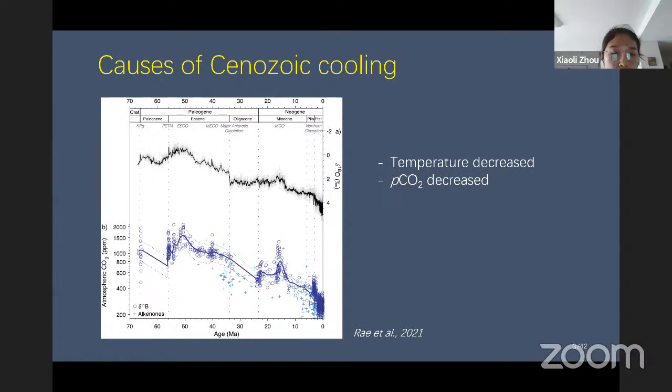By the way, for the rest of the talk, I will show the time from left to right, so from the past to present. This figure shows that over the Cenozoic, both the temperature and pCO2 have been decreasing, based on the oxygen isotope of benthic foraminifera and proxies of boron isotope and alkenones. But why is there a long-term cooling over the Cenozoic? This question is still not fully resolved.